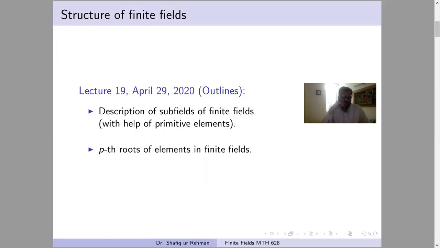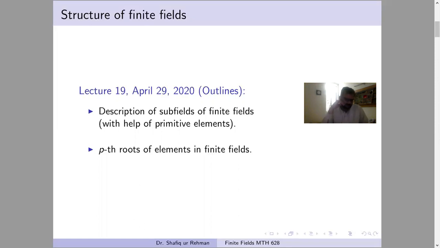We know a lot of information. In fact, we know complete information, a complete description about the subfields from the previous lecture. But at the start of this lecture, we will study an example, and in this example, we will learn how to find the elements of all the subfields by using primitive elements of the field. This is a very easy technique, and very helpful.